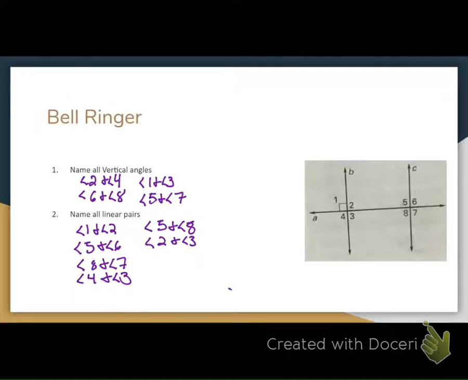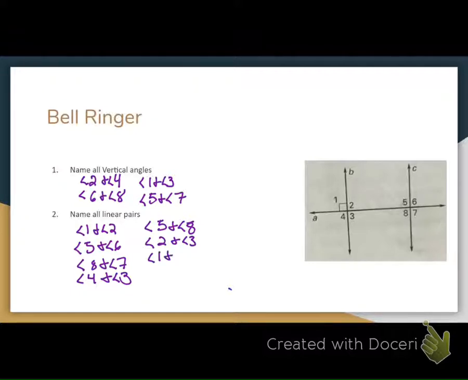Okay, so let's go through it systematically real quick. So on our first one, we have 1 and 2. We have 2 and 3. And we have 3 and 4. There's one more in this group. Do you know which one it is? So we have 1 and 2, 2 and 3, 3 and 4, 1 and 4.